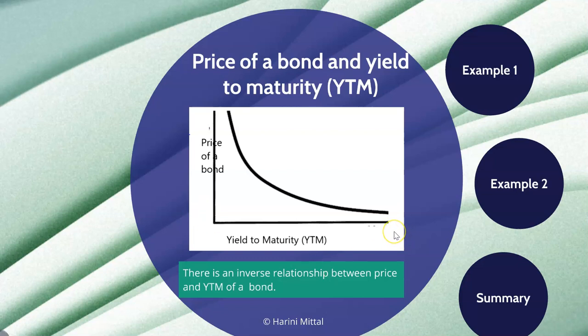Similarly, when your YTM or yield to maturity decreases, the price of the bond increases. So this means there is an inverse relationship between price of a bond and yield to maturity or YTM of a bond.